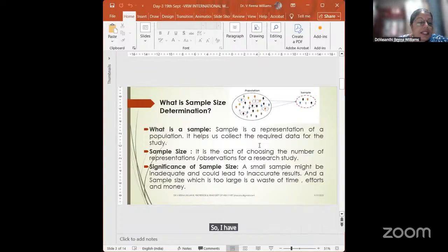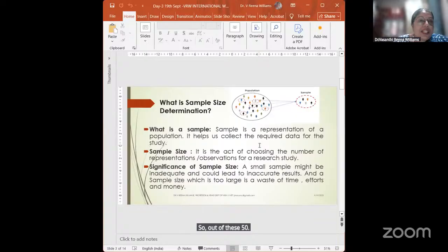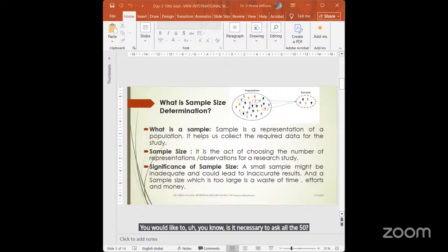So I have this place A and place B. What I would do, or what you would do, is call in a few students and ask them which place they like to go. And when you get a majority choosing a particular spot, either place A or place B, whichever gets the majority, that's the place you're going to go. So out of these 50, how many students do you think you need to ask? Can you please share it in the chat? Is it necessary to ask all the 50? No, 25 to 49 will be fine.